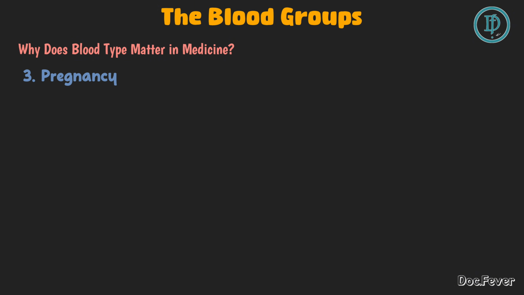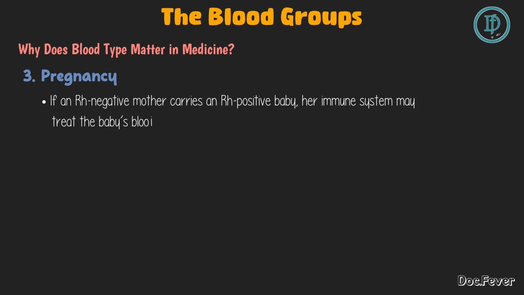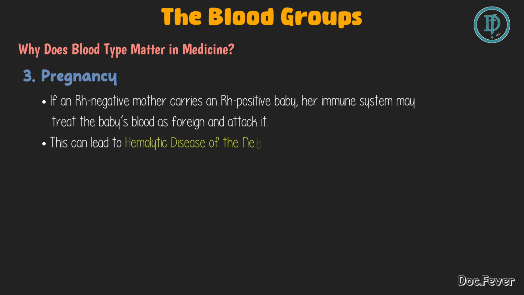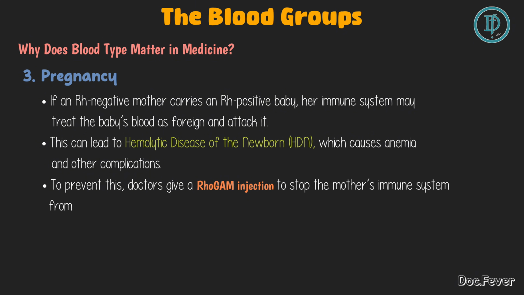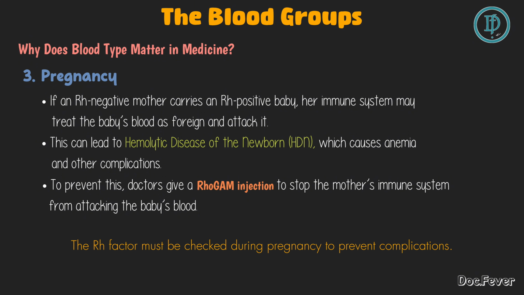Third is pregnancy: how the Rh factor affects the baby. If an Rh negative mother carries an Rh positive baby, her immune system may treat the baby's blood as a foreign antigen and attack it. This can lead to hemolytic disease of the newborn, which causes anemia and other complications. To prevent this, doctors give a RhoGAM injection to stop the mother's immune system from attacking the baby's blood. The Rh factor must be checked during pregnancy to prevent complications.